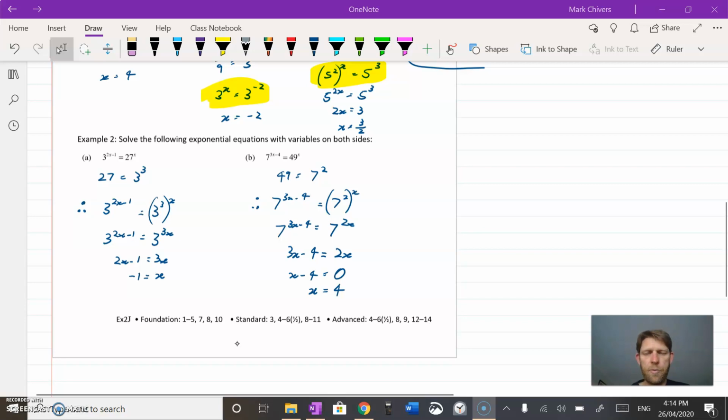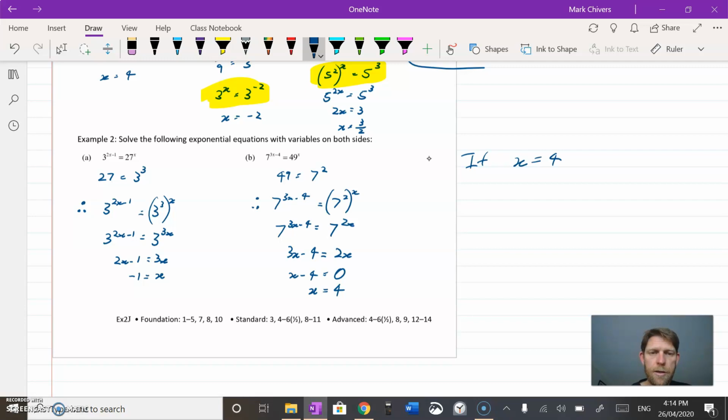All right, so I've just paused there because I had a little bit of a technical difficulty, but we'll come back now. So let's think about what that means, and let's see if that makes sense. In this particular case, we say x equals 4. So if x equals 4, then 3x minus 4, which is the power that 7 is put to, is going to be 3 times 4, that's 12. 12 minus 4, so that's going to be 8.